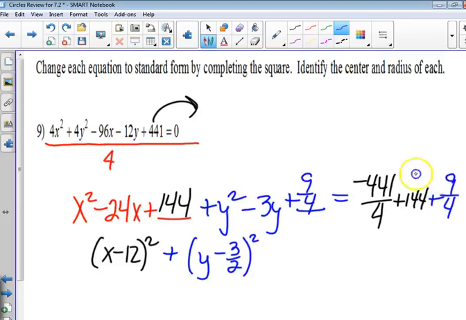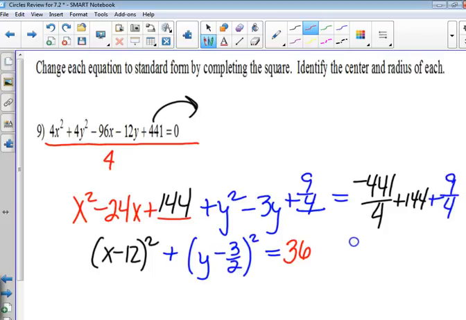Because it's okay to just type this in all at once if you type it correctly. You don't need parentheses or anything. Negative 441 divided by 4, I can't even say it right, plus 144 plus 9 divided by 4. Did someone else get that nice round number?